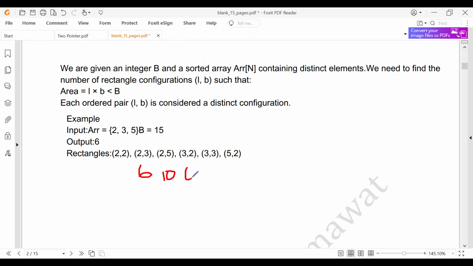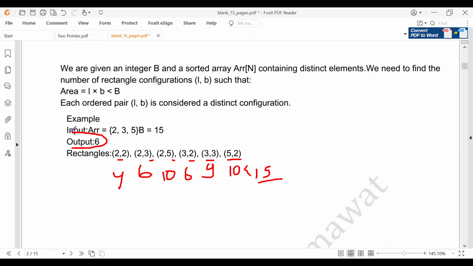3 and 2 is again 6, and 6 is lesser than 15. 3 and 3 is 9, and 9 is again lesser than 15. 5 and 2 is again 10, and it is also lesser than 15. So it is considered a valid pair. And here the area is 4, which is also lesser than 15. So all are lesser than 15, so all are considered valid pairs. So the answer is 1, 2, 3, 4, 5, 6. The answer will be 6 only.